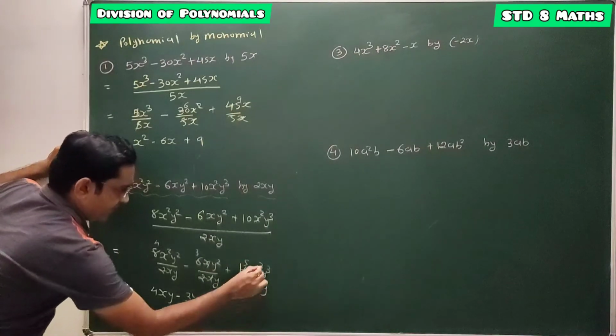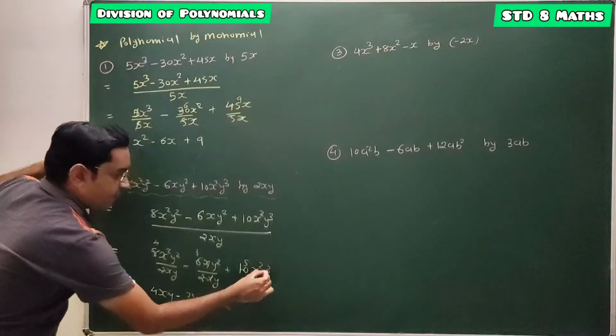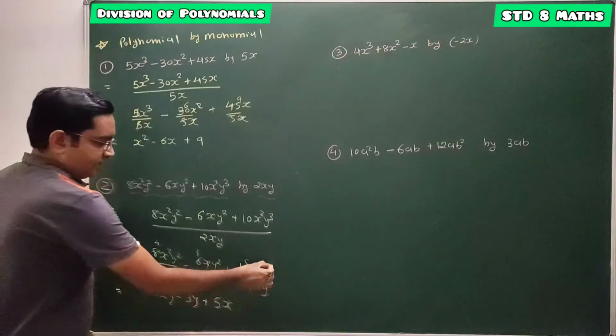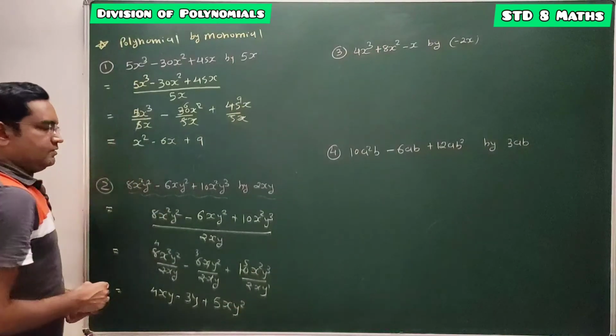So it's 5x square by x, xy cube by y. So y cube, y raised to 3 minus y power 1, so 3 minus 1 is 2. So y square will be there. Y square will be there. Done.